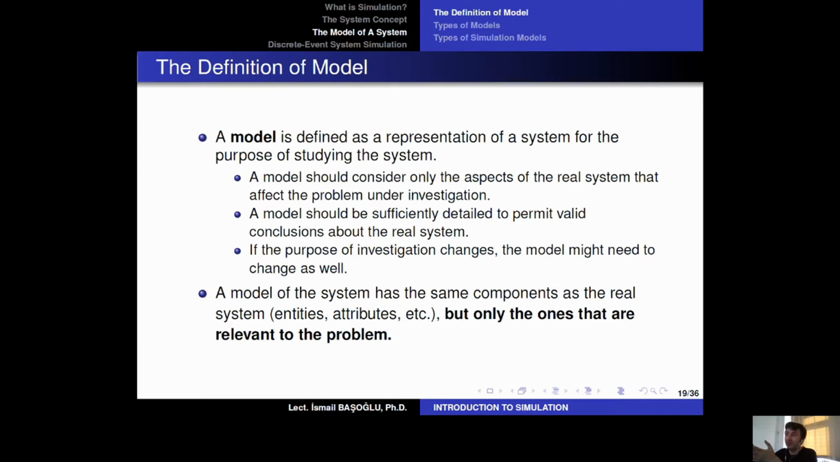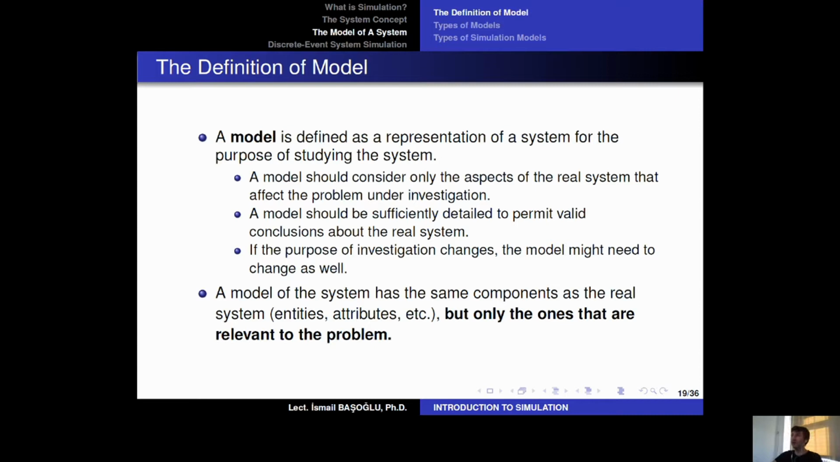So first of all, we need to define a problem that we are trying to solve. So there's a problem in that system that we want to solve. And if we want to solve this problem, and if we want to make experiments over a model, then we should only put the aspects of the original system that are related to the problem. So if you try to put every detail into the model, then you are going to make the model too complex.